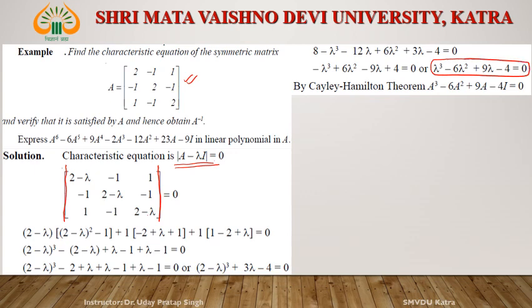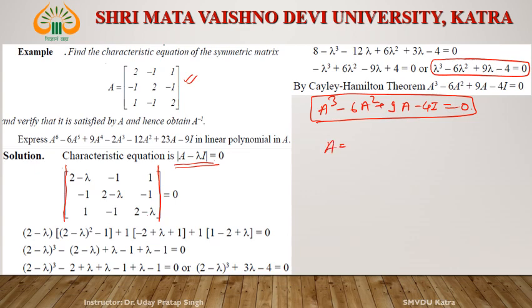Then the Cayley-Hamilton theorem says that the matrix satisfies this characteristic equation. It means A cube minus 6A square plus 9A minus 4I equal to 0. A satisfies this one. A is given, so evaluate A square, A into A, and evaluate A cube, A square into A. Now put A cube, A square and A in this equation and solve the left hand side so that it is equal to 0. Then we can say that A satisfies its characteristic equation.